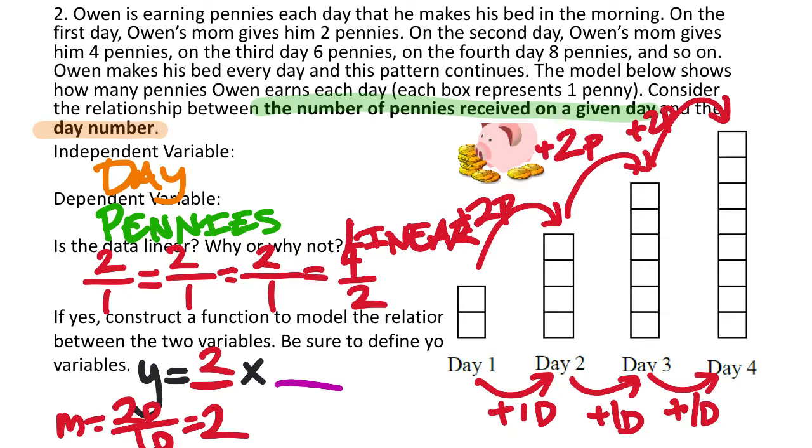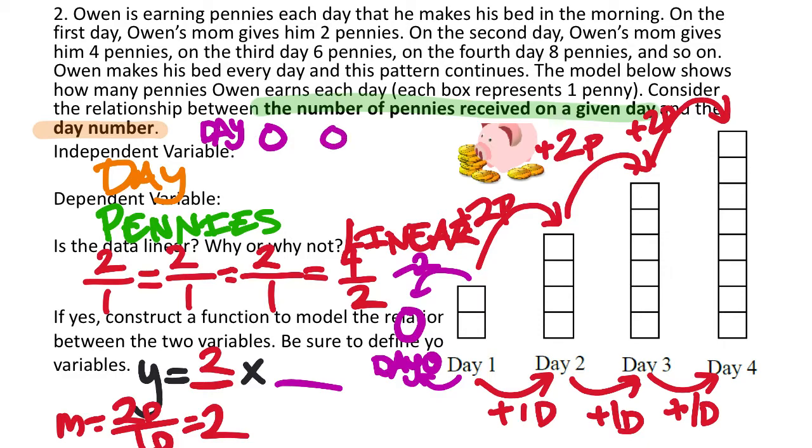Now the y-intercept would say how many pennies on day 0. Well, if he's getting 2 pennies every day, that means we'd have to go back 1 day, right? To go to day 0. Which means you'd have to take away 2 pennies, so that'd be 0 pennies. Day 0 equals 0 pennies. So you could put plus 0 right there if you'd like, but it's usually good to just simplify that.